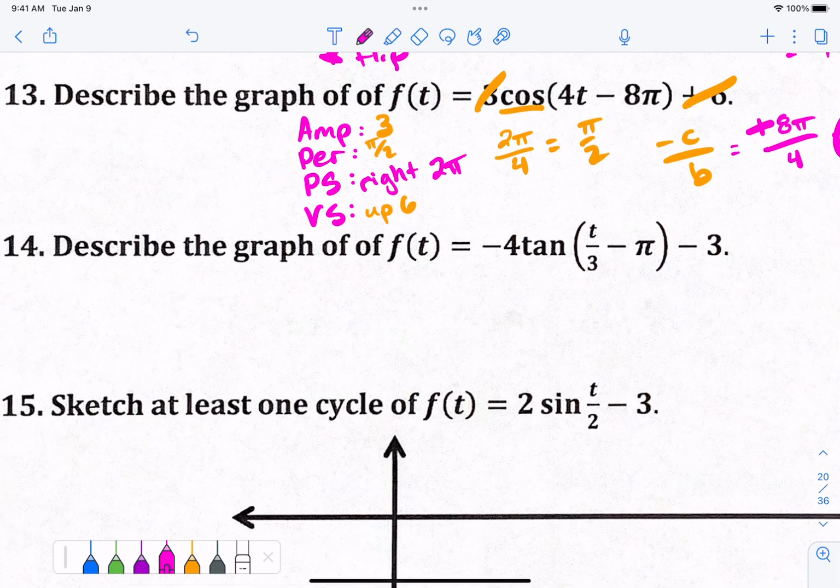Okay, 14 is the same thing. Describe the graph. So we need the 4 things: amplitude, period, phase shift, vertical shift. And one other thing: flip. Make sure you add that. If you forget the flip in the describe the graph part, that's a point right there. So it is flipped over.